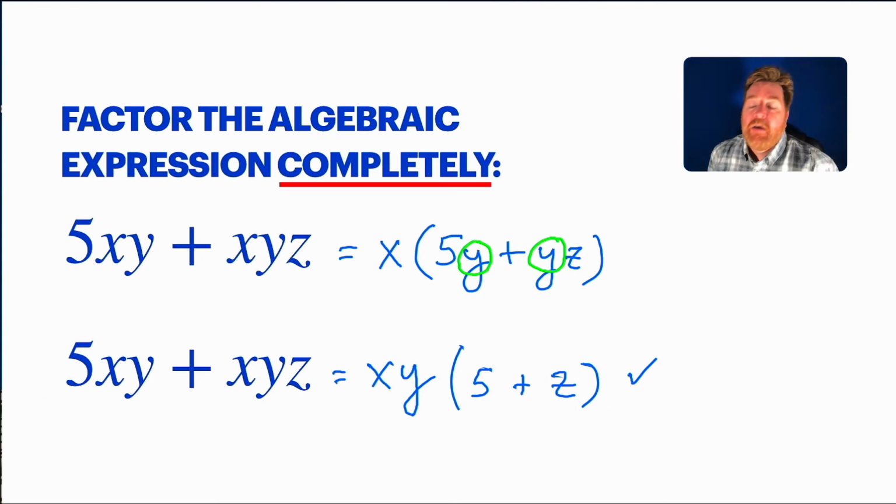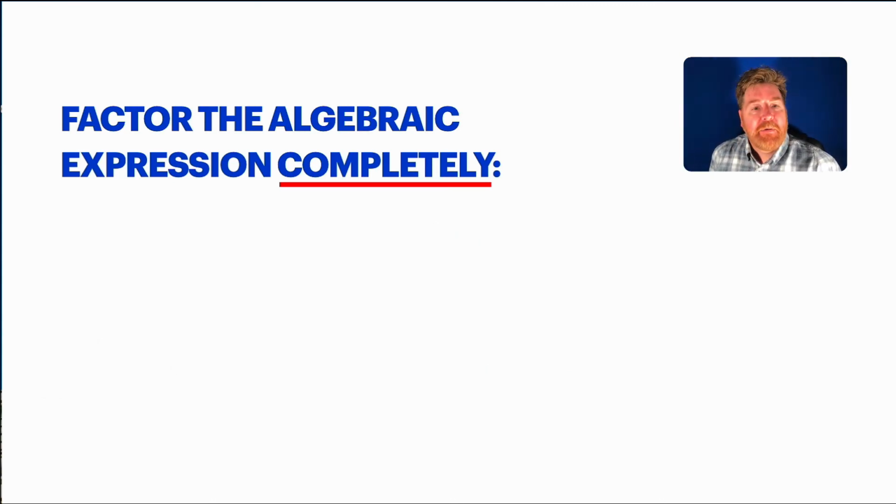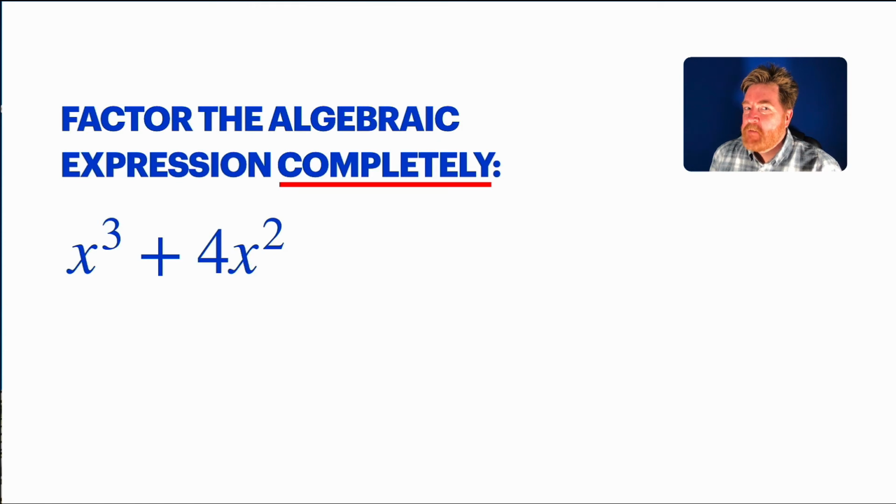Okay, watch that word. How about this one? x cubed plus 4x squared, completely. Okay? So I definitely see that they have something going on with x's. The first term has 3 factors of x: x, x, x. And the second term has 4 and then 2 x's, right? 2 factors of x. So what's the most we can get out of both of them? 2. They both have 2 x's.